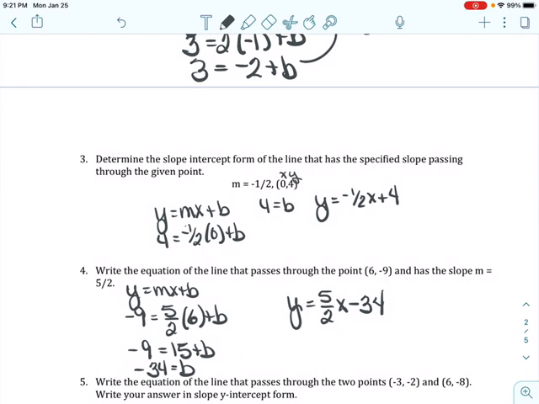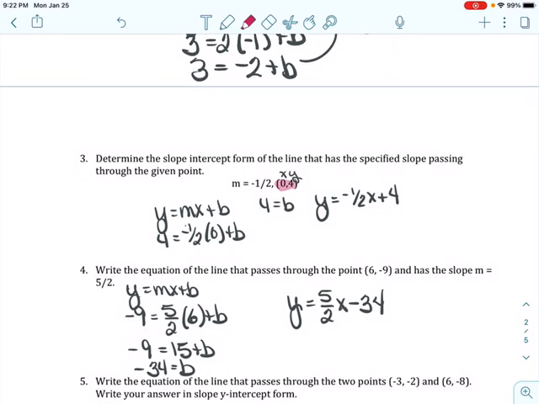Okay, so the first one was 4 is equal to b. If you notice, this is (0, 4), which is actually the y-intercept. So we really didn't have to do any work. Your b is 4. But a lot of times we don't recognize that, and that's okay. So you can just use your form, solve for b, and then write the equation.